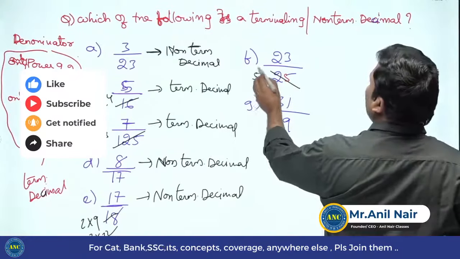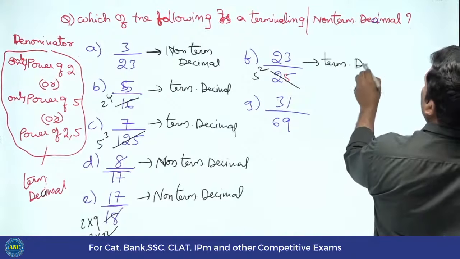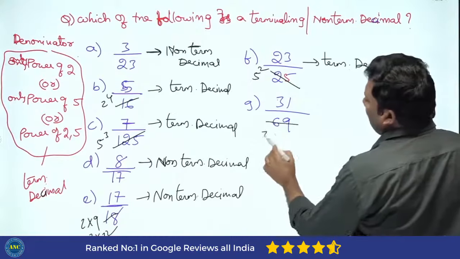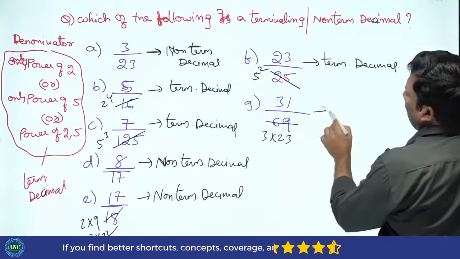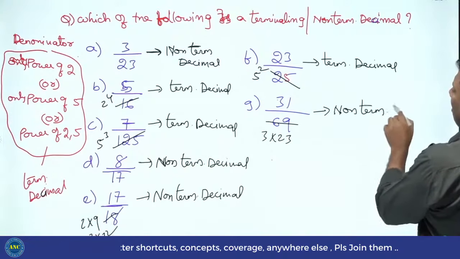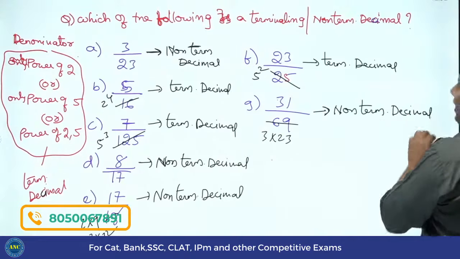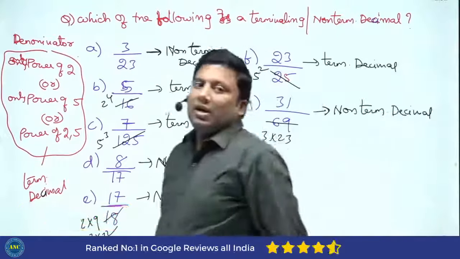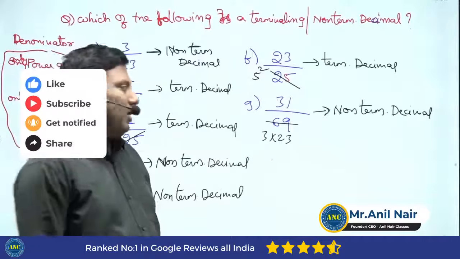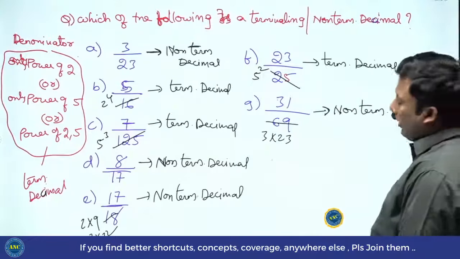25, it is 5 square. It is a terminating decimal. 31 by 16, 9. 3 into 23. It is a non-terminating decimal. I hope right now you got an idea how a fraction can be called a terminating or a non-terminating decimal. I hope it is clear.